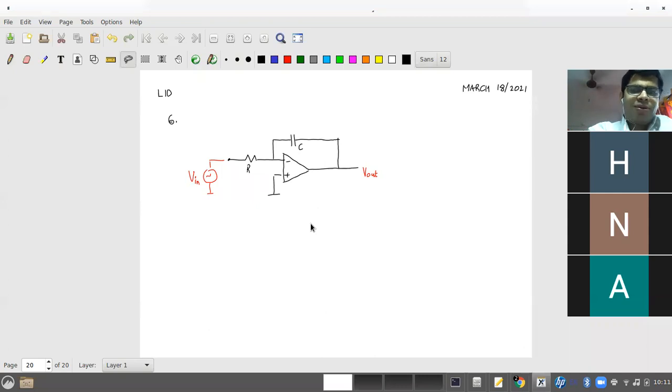How would you work this out? First is the important assumption. We need to identify whether this circuit has negative feedback or not. I'm going to tell you that for now you assume negative feedback and do a calculation. After that, we'll have a discussion regarding this.